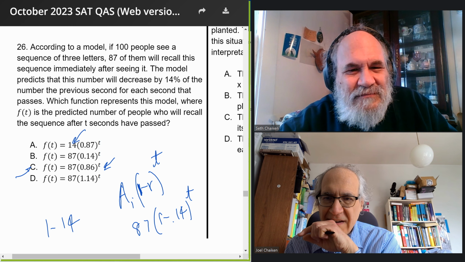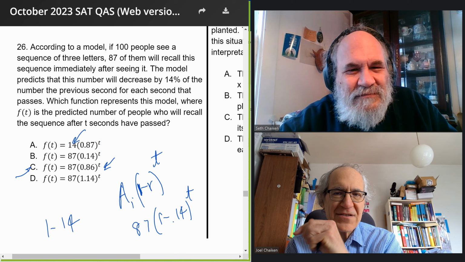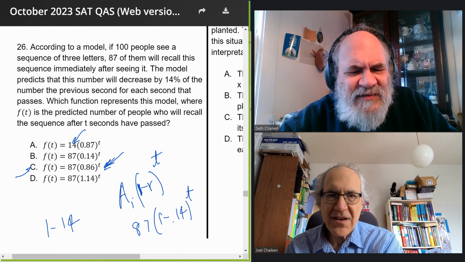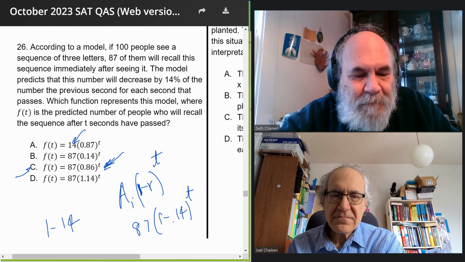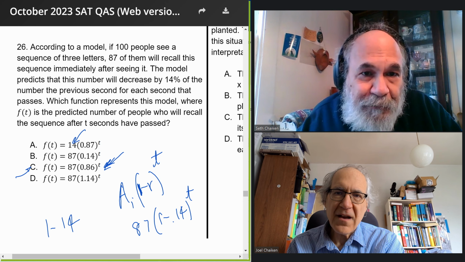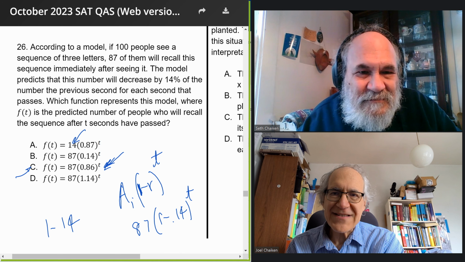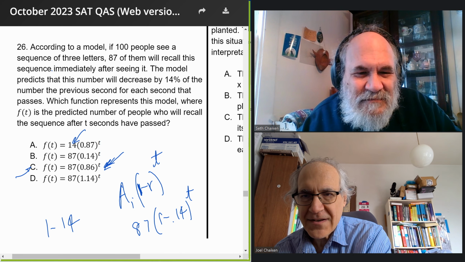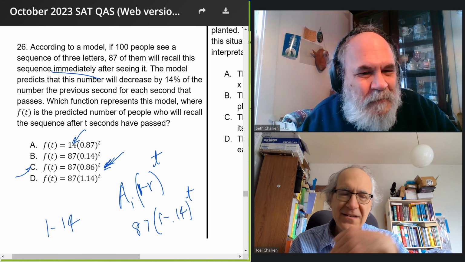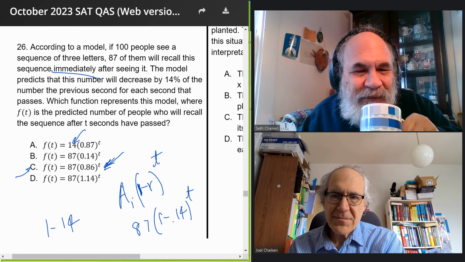Why does the 100 not appear in the answer, and the 87 and the 86? It doesn't matter because the initial amount is the recall immediately after seeing it. And then every second it goes down by 14%.